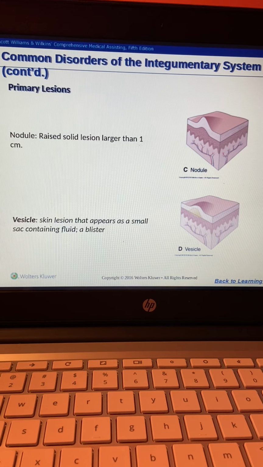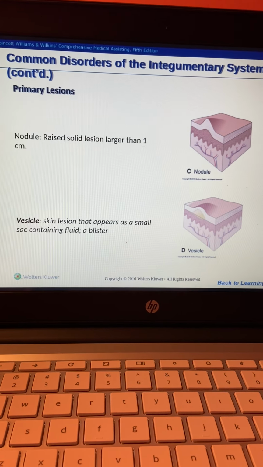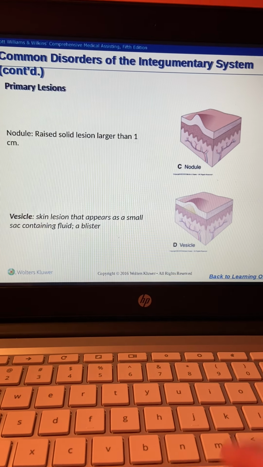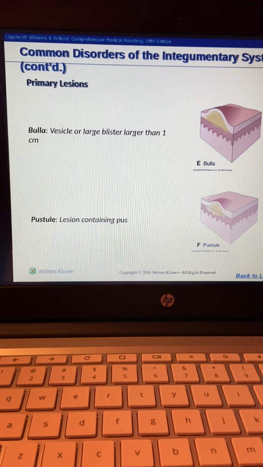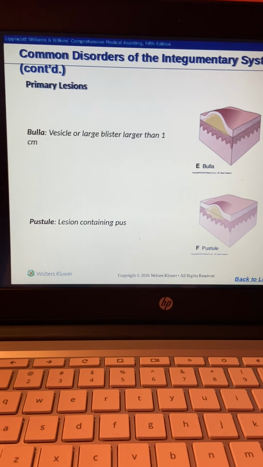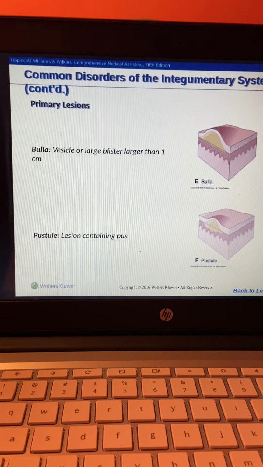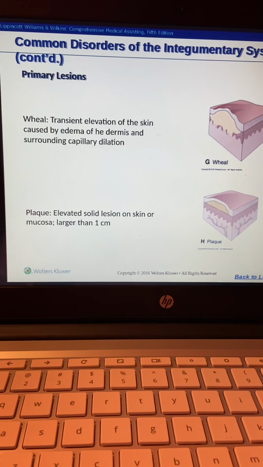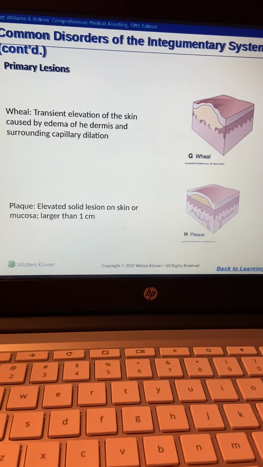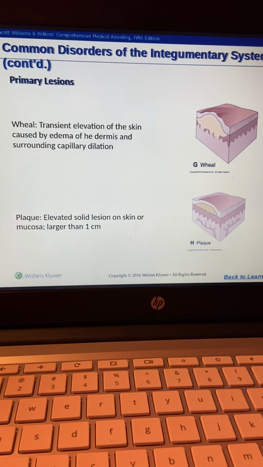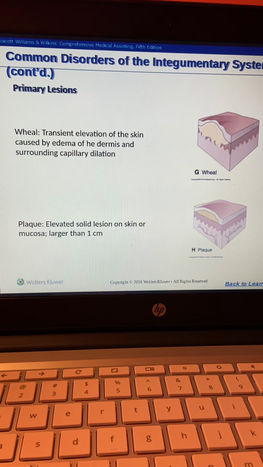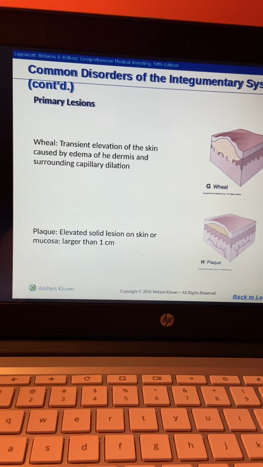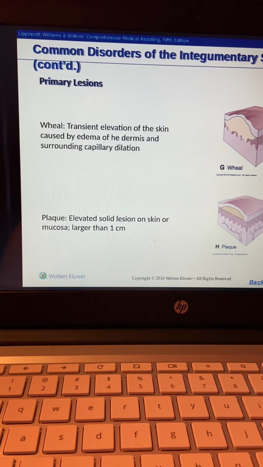And then you have your vesicle, which is a skin lesion that appears as a small sac containing fluid, or in other words, it's just a blister. A bulla. It is a vesicle or a large blister that's larger than 1 centimeter. Your pustule. Your pustules are lesions that contain pus. A wheal. It's a transient elevation of the skin caused by edema of the dermis and surrounding capillary dilation. Plaque is an elevated solid lesion on the skin or mucosa, which is larger than 1 centimeter.